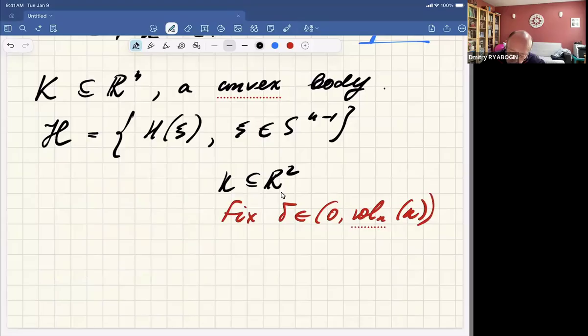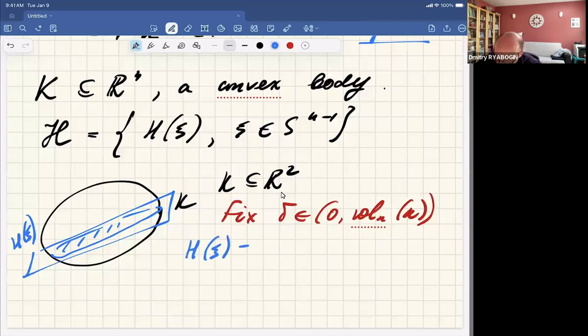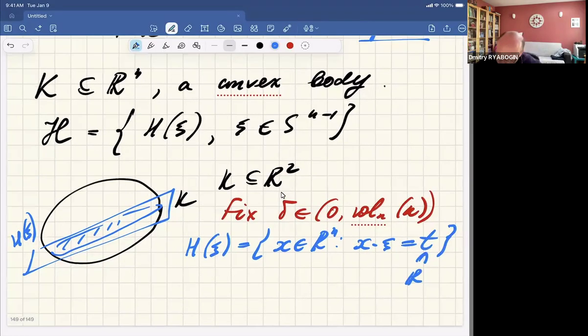So I have this body of mine, K, and I am going to have this plane. This is h of psi. And I'm going to have this section here now. I'm going to define h of psi, this is going to be my plane. This is the set of all x such that x dot psi is equal to t, where t is just some real number, some arbitrary plane.